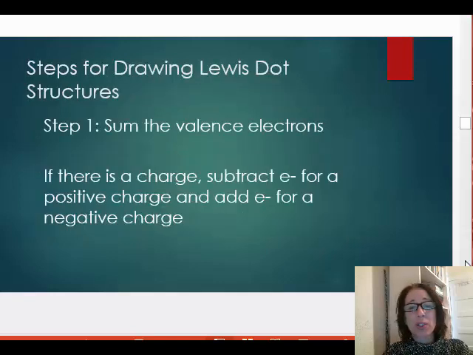Drawing a Lewis dot structure is simply a matter of following the rules. Step 1 is to sum the valence electrons of all the atoms in the molecule. If the species is polyatomic, subtract electrons for a positive charge and add electrons for a negative charge.